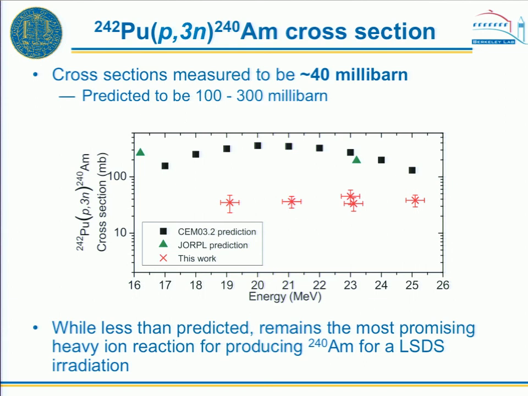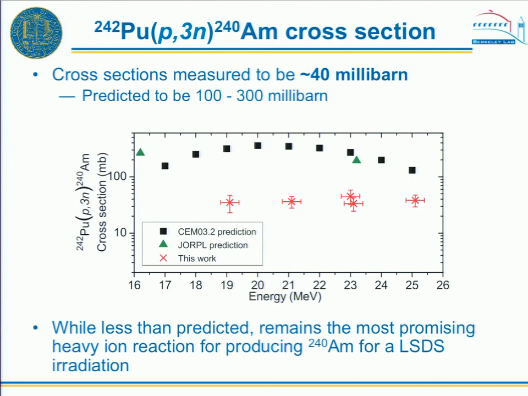So the cross-sections that we measured, while they are lower than the predictions, are about 40 millibarns. And while these are less than the predictions made, they still remain the most promising heavy ion reactions for producing americium-240 for a lead slowing down spectrometer measurement.